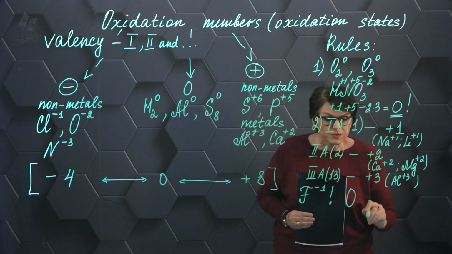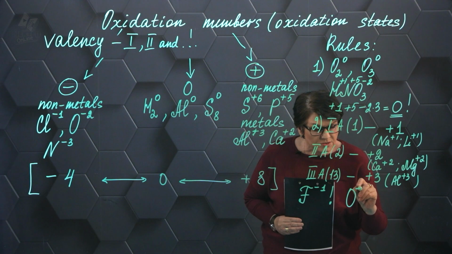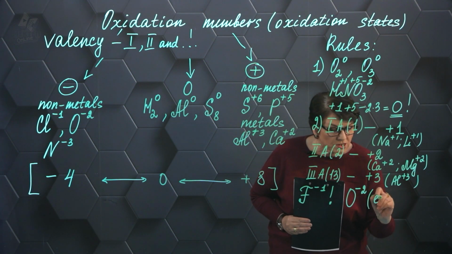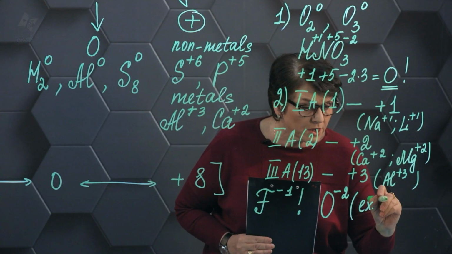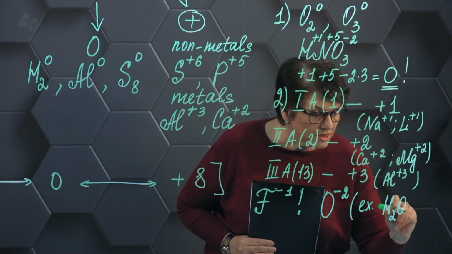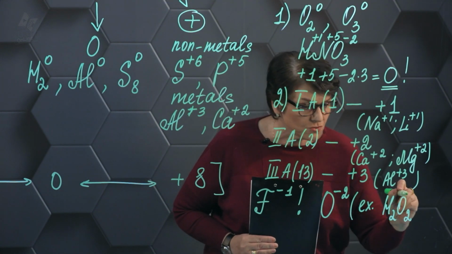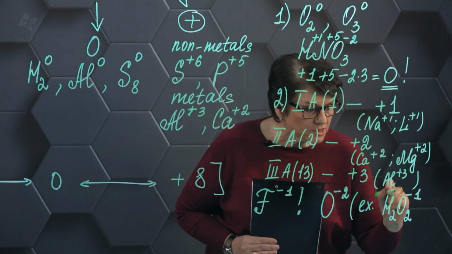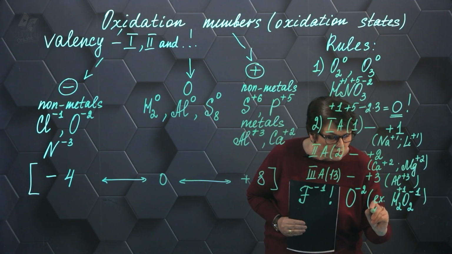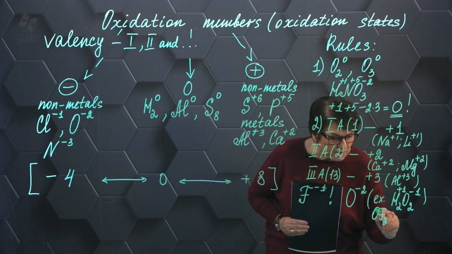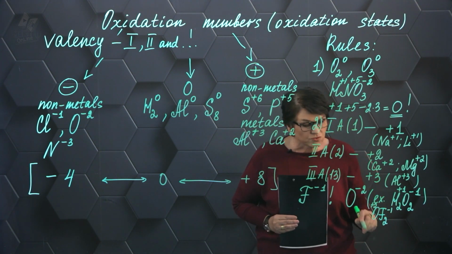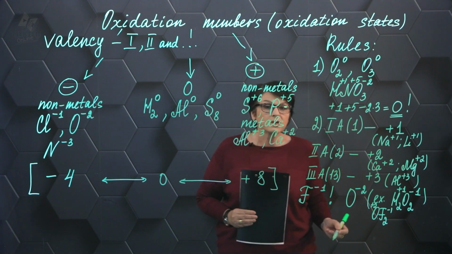Oxygen usually has an oxidation state of -2 in its compounds, but there are exceptions that are possible for oxygen, for example, in a compound like hydrogen peroxide. In hydrogen peroxide, oxygen has an oxidation state of -1. For example, in the compound OF2, where fluorine is -1, oxygen has +2. Such a compound is called oxygen fluoride.